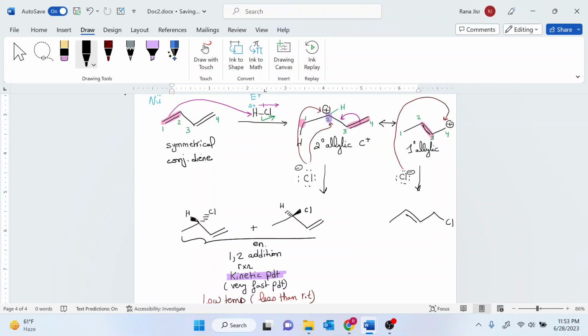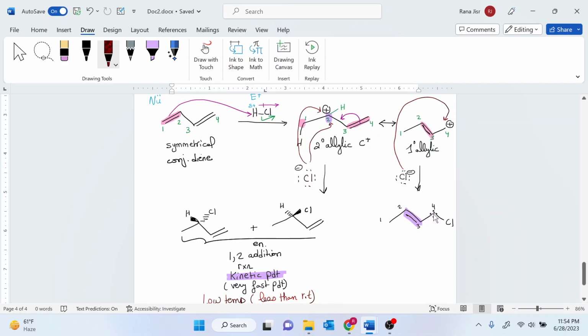Okay, and let's go ahead and do the numbering. Now see my position of the new double bond. Now it's between carbons 2 and 3, and this is how the 1,4 addition always needs to look. The double bond needs to be between carbons 2 and 3 of the conjugated system. And here I am only numbering the conjugated system.